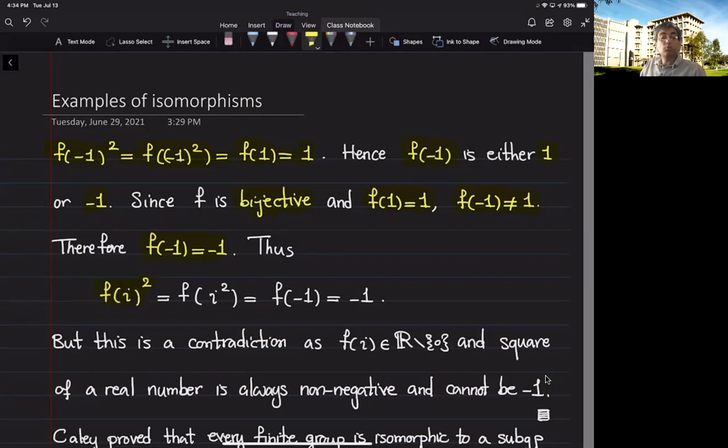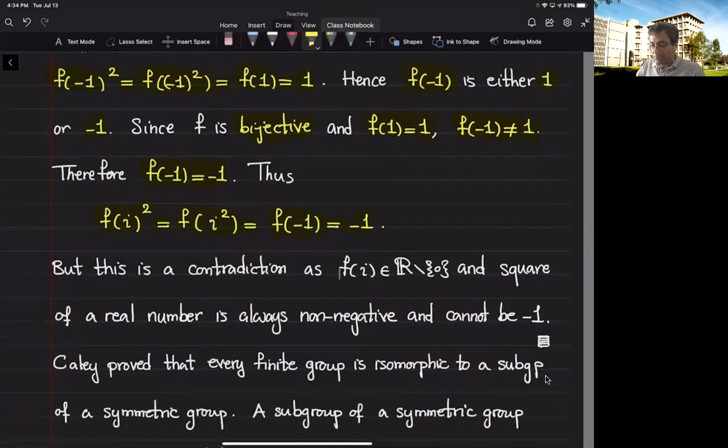f of i squared is f of i squared, and that one is f of -1, which is -1, and that gives us a contradiction because f of i is supposed to be a non-zero real number. And now there is no non-zero real number whose square is -1, because every real number squared is always non-negative. So it cannot be -1, and that gives us a contradiction. The square of a real number is always non-negative, and we get a contradiction out of this.